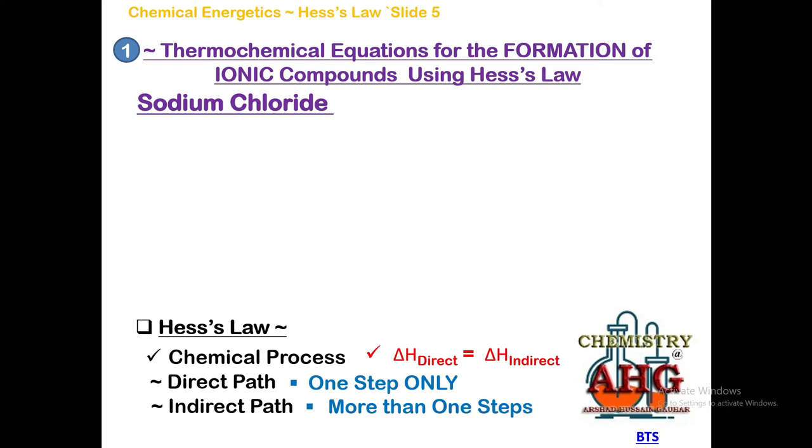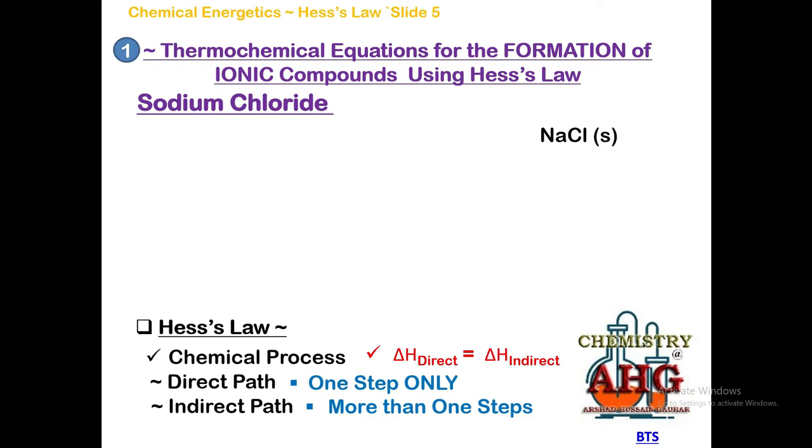Number one, atomization. Number two, ionization. And number three, formation of the ionic lattice. I repeat, atomization, ionization, and formation of the ionic lattice. Let's write down the thermochemical equation for the formation of sodium chloride. First of all, whenever you are given a compound and asked to write a thermochemical equation, you should write the equation for the direct path. It means you must prepare that compound in one step.